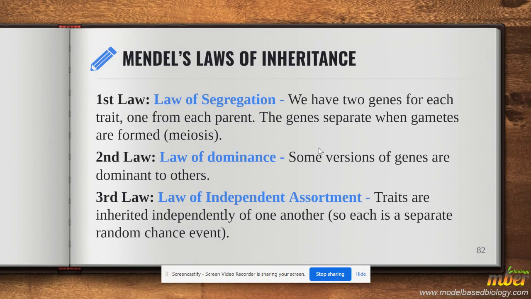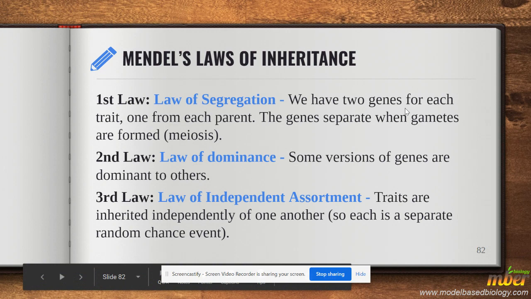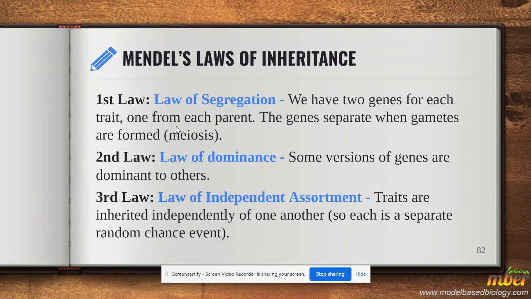Since you have just finished the Kendrick family activity on the activity sheet, we are going to be taking some notes. We're covering Mendel's laws of inheritance. First law, the law of segregation. The law of segregation is when we have 2 genes for each trait, one from each parent. The genes separate when gametes are formed, which is meiosis.